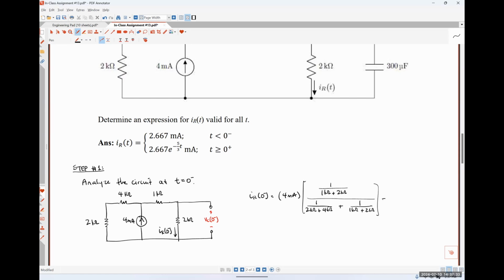So I'm going to do a little bit of mental math here because my office is dark and I don't see a calculator directly in front of me. So this looks like 1/3 over 1/6 plus 1/3. So that would be like 2/6 over 1/6 plus 2/6. So that would be 2 over 3. So 2/3 times 4 milliamps is going to give me 8/3 of a milliamp. And if you guys want to use a calculator to verify that, you are more than welcome to do so.